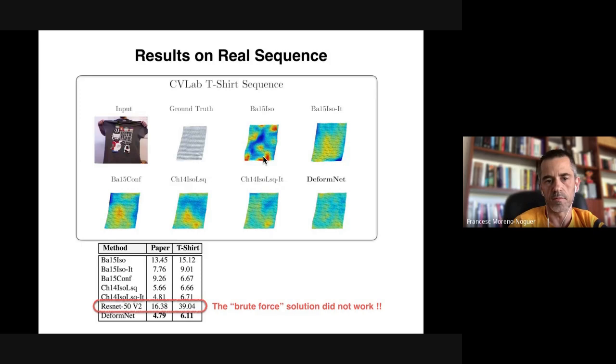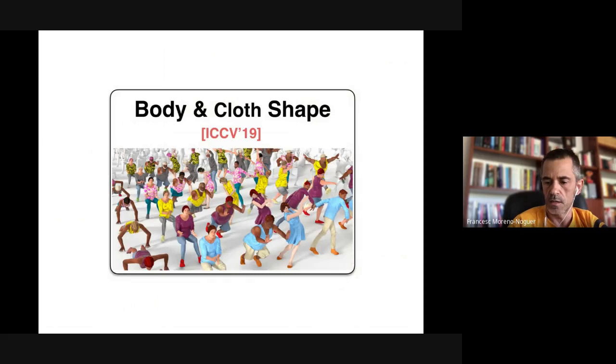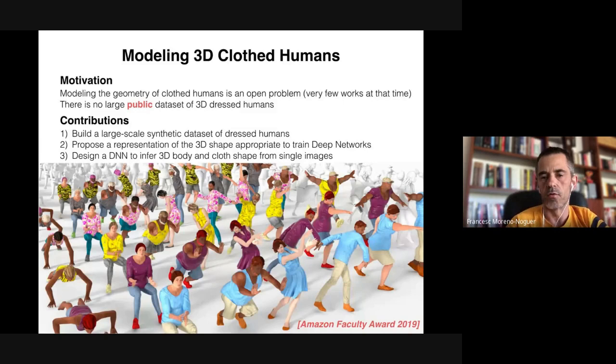Okay, and let's move to the next work I want to present. This is an ICCV 19 paper about modeling the whole 3D clothes of humans and at the same time modeling also the humans. All right, so the motivation at this point was that in 2018-19 there were not that many papers that were estimating the clothes of people, and also not that many works that were estimating the body shape.